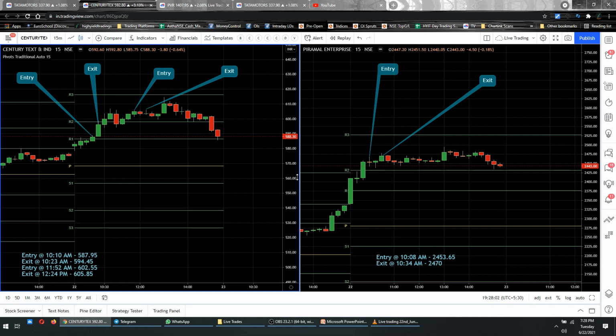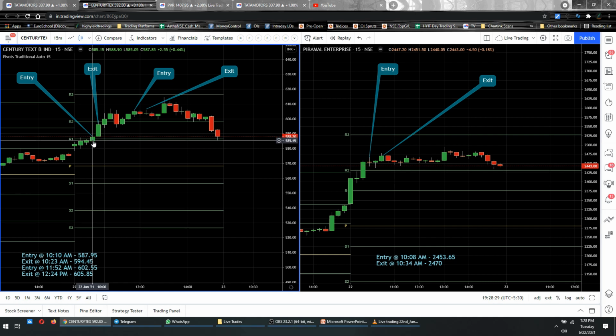Okay, so the first trade was Century Tex. On the charts, the first trade that I'm going to explain is Century Tex. As you can see here, the first entry in Century Tex was around 10:10 a.m. and the price was around 587.95, and the exit was at 10:23 a.m. The price was 594.45. So this is the candle where I took the entry.